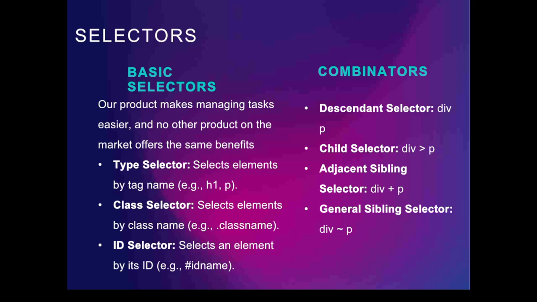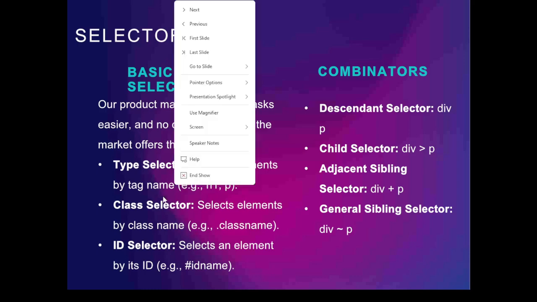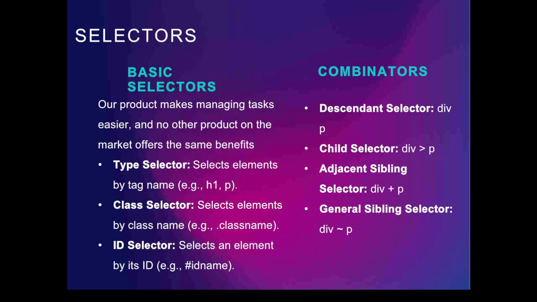So first, type selector. This selector will apply styles to all the elements of a certain type, for example h1, p tag, p selector, or div. Similarly, class selector. With a class selector you can apply the same styles to multiple elements using the same class name. So if you have multiple elements that should look the same, like buttons and cards, in that case you can group them using classes.